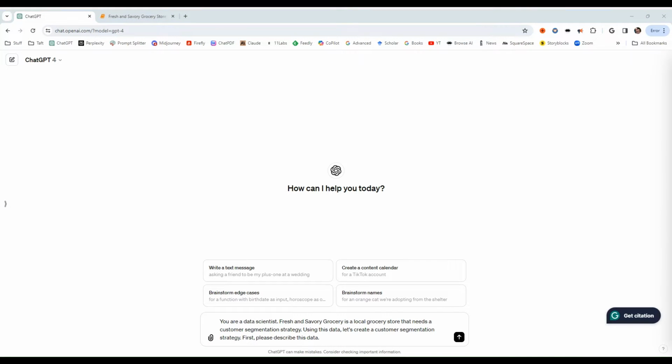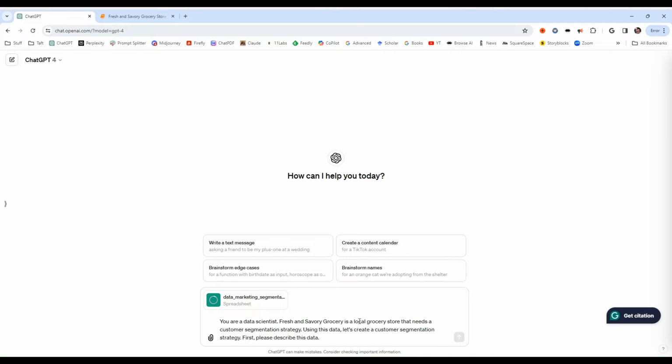Let's begin by telling ChatGPT that you are a data scientist. Fresh and Savory Grocery is a local grocery store that needs a customer segmentation strategy. Using this data, let's create a customer segmentation strategy. First, please describe this data. And I'm going to drop in our CSV of our marketing data.